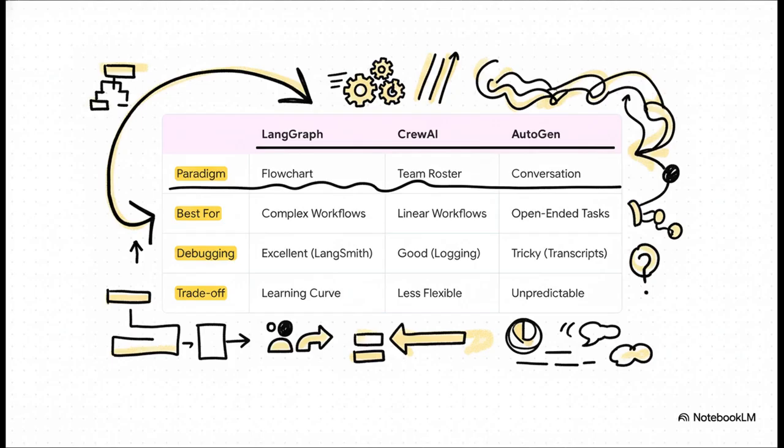And notice how everything else just flows from that choice. LangGraph gives you amazing debugging, but yeah, it's got a steeper learning curve. CrewAI is super easy to get started with, but it's just not built for those complex cycles. And AutoGen is incredibly creative, but it can be a bit unpredictable.